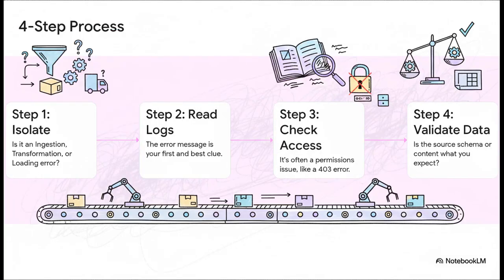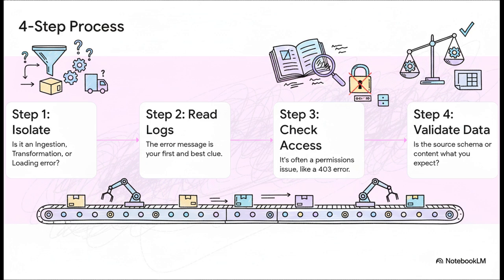Here it is, a simple 4-step process for any debugging session. Step 1, isolate the stage. Where on our assembly line did it break? Was it ingestion, transformation, or loading? This immediately narrows your focus. Step 2, read the logs. Seriously, don't just guess. The error message is your single best clue. Step 3, check identity and access. Remember that 403 error? Yeah, it's so common it deserves its own dedicated check every single time.